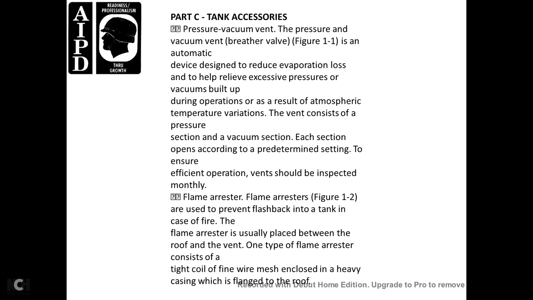Flame arresters are used to prevent flashbacks in the tank that could cause fire. The flame arrester is usually placed in between the roof of the tank. One type of flame arrester consists of a coil of fine wire mesh closed within a heavy casing with a flange.